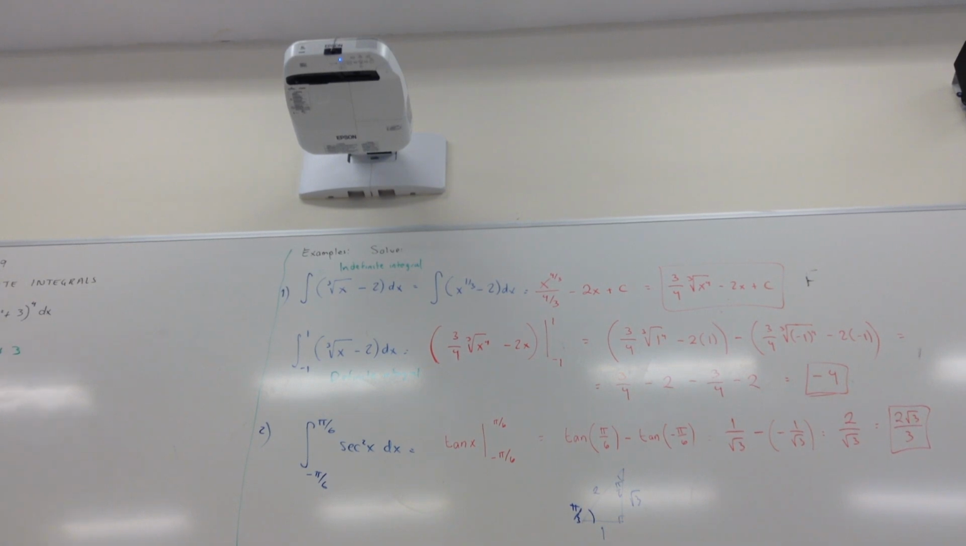du is what? 2x dx. There is no 2x, it's just an x. So what do you do with this one? You multiply. It's 1/2, to get rid of the 2. So now my integral is going to be 1/2 integral of u to the 4 du.